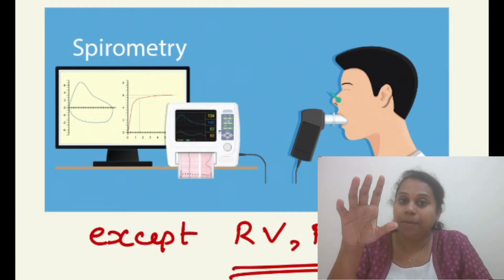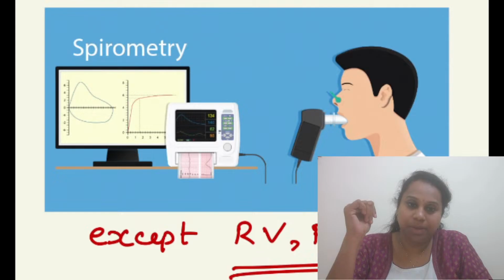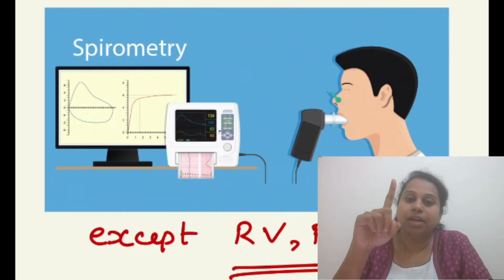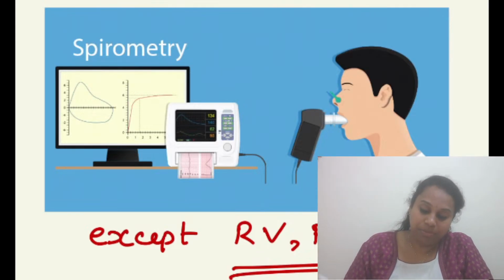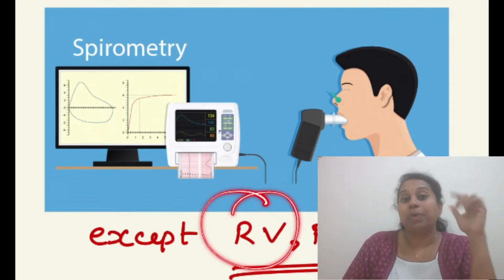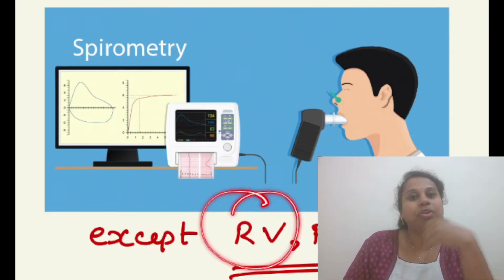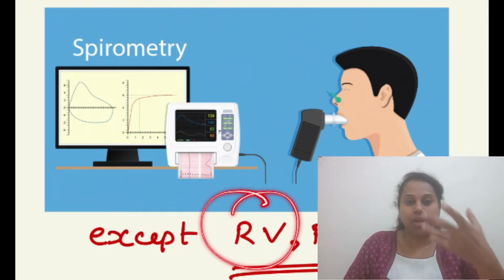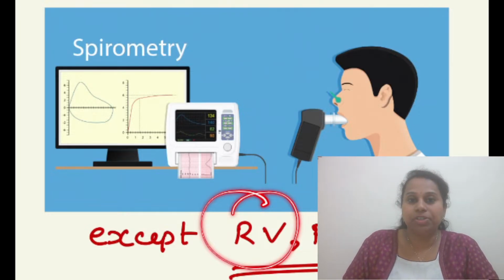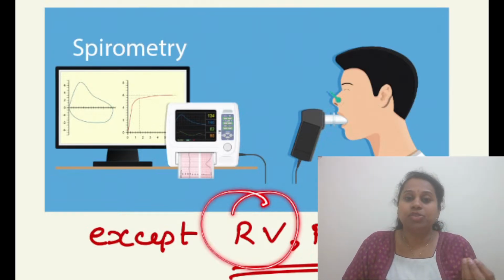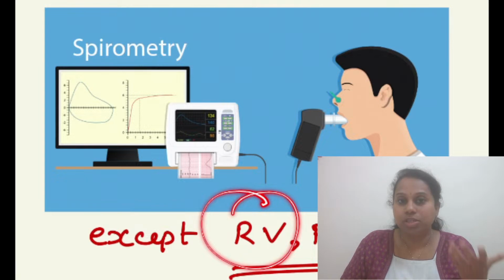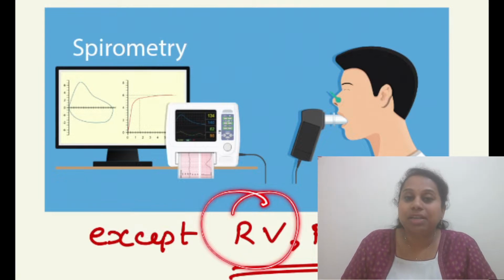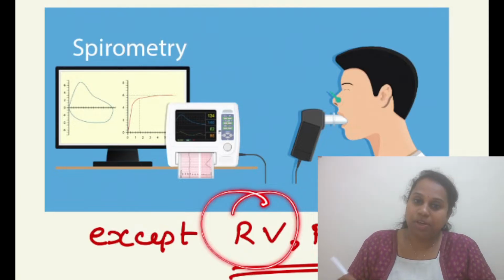So spirometry can measure all lung volumes and capacities except residual volume, which cannot be measured by using spirometry because residual volume didn't come out at all. Whichever volume of air comes out and goes into the tube, the machine will record. But residual volume didn't come out at all. Only if it goes into the tube can the machine record. So residual volume cannot be measured by spirometry.